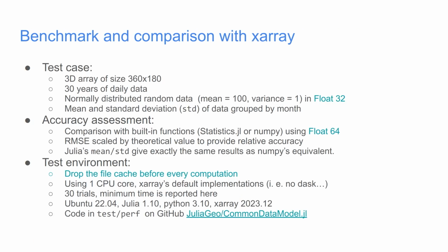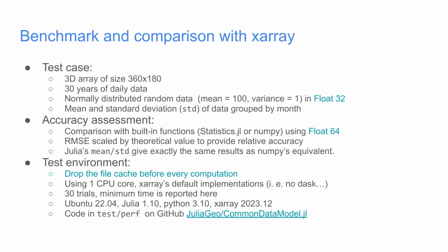We did some benchmarks and comparison of our code, and we compared it to Xarray because it's fairly well known in the Python community. My test case was a three-dimensional array: the spatial dimension is just 360 by 180, so think of a 1 degree global data set, but with 30 years of daily data. It's about 2 to 3 gigabytes. It's just random data with a mean of 100 and a variance of 1.